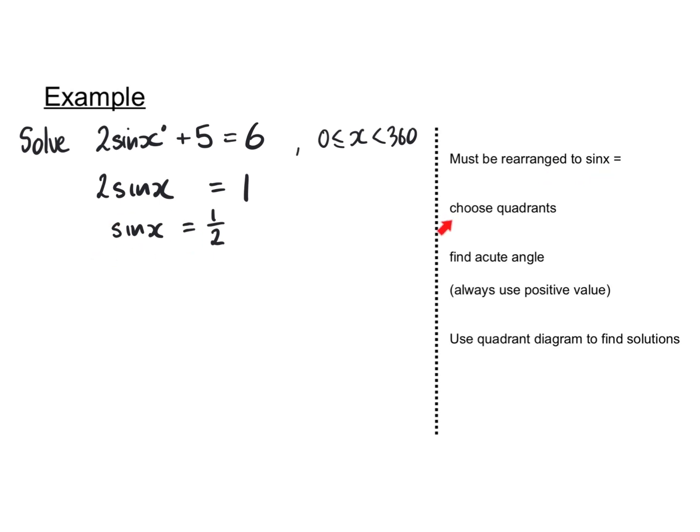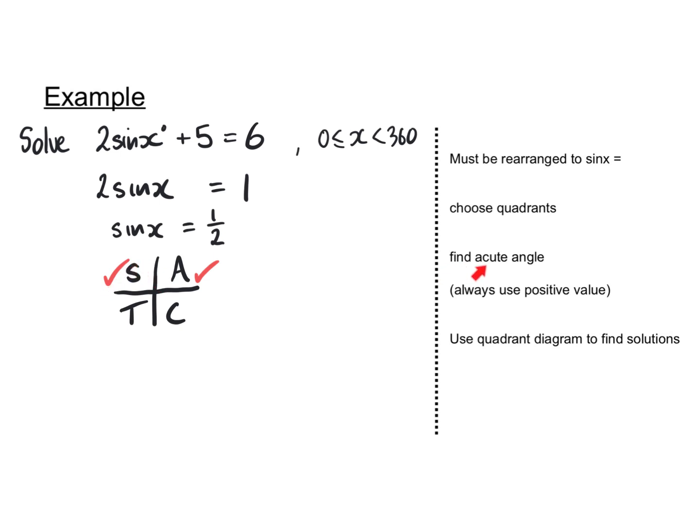The next thing is to choose quadrants. That's the quadrant diagram we've just been practicing, so let's write it out: All Scholars Take Care. We are going to look at whether the sine x here is equal to a positive or negative fraction. That's positive 1/2, so I know that sine is positive here and here. All things positive in this quadrant, sine positive in this quadrant.